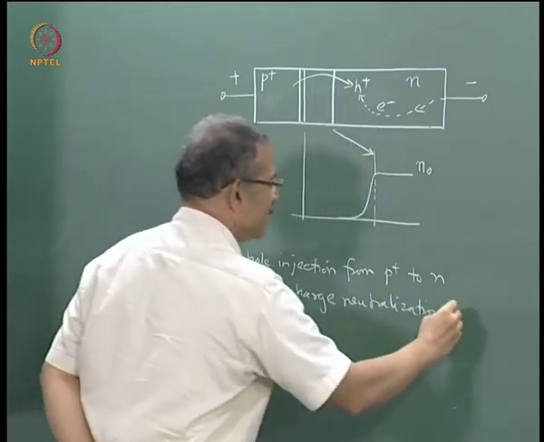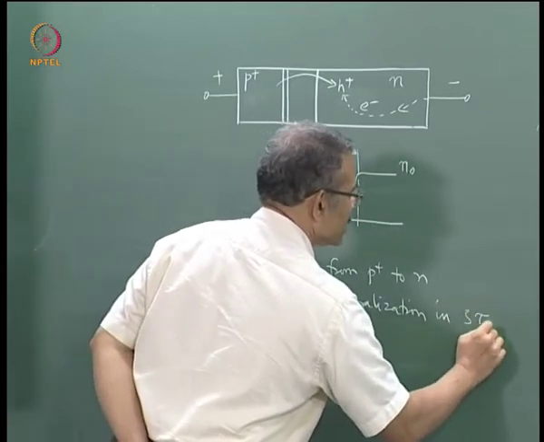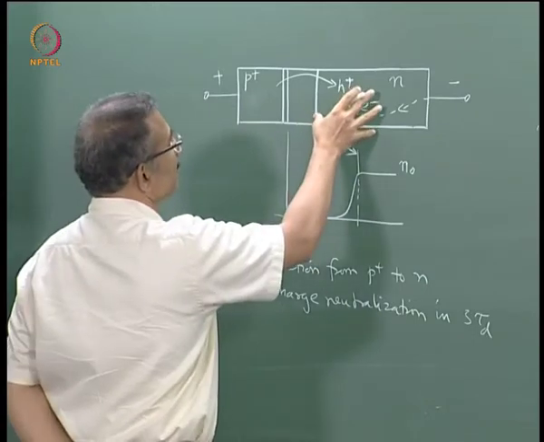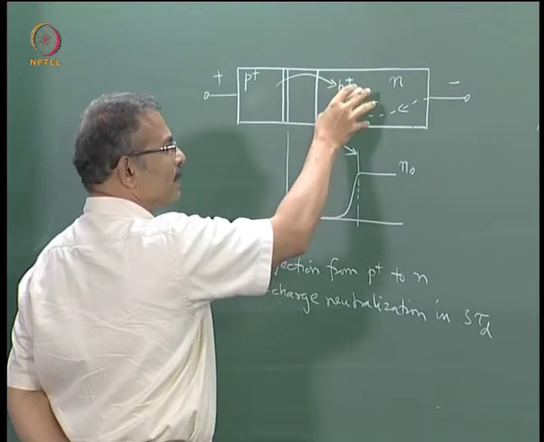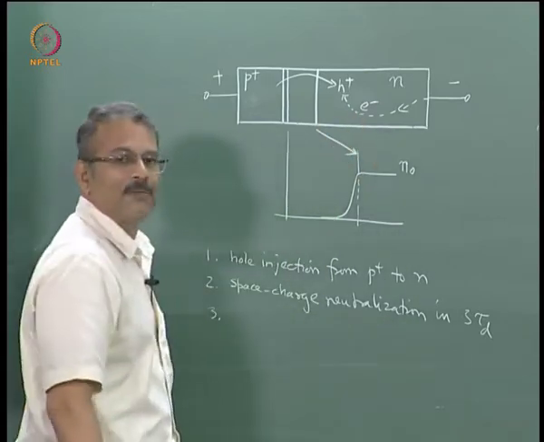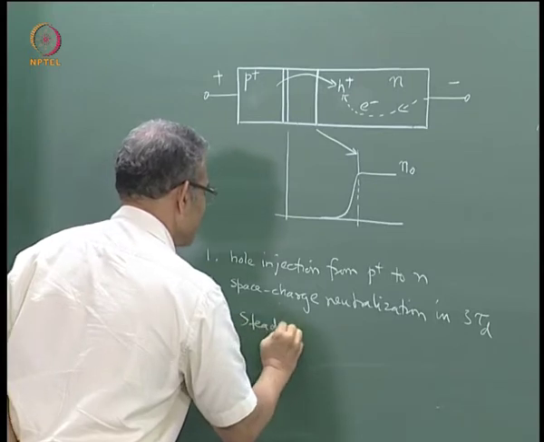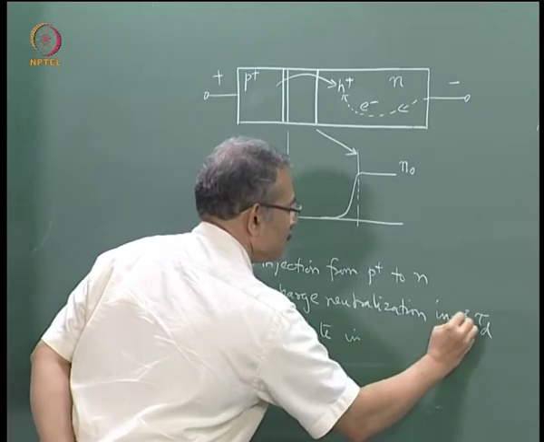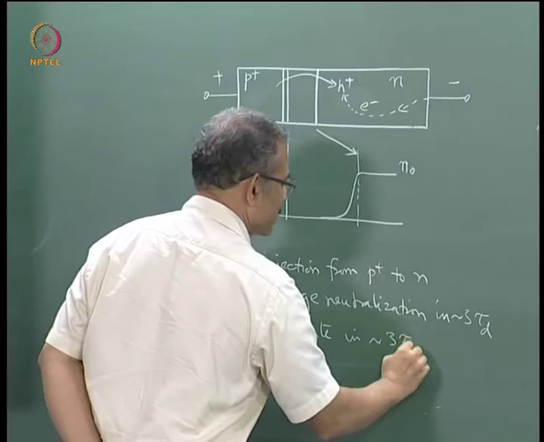Now this happens in about 3 times the dielectric relaxation time of this region. Thereafter, once you have excess electrons and holes, they will start recombining, and a steady state will be reached in about 3 lifetimes. So the third stage is achievement of steady state in about 3 times the lifetime of holes in n-type semiconductor.